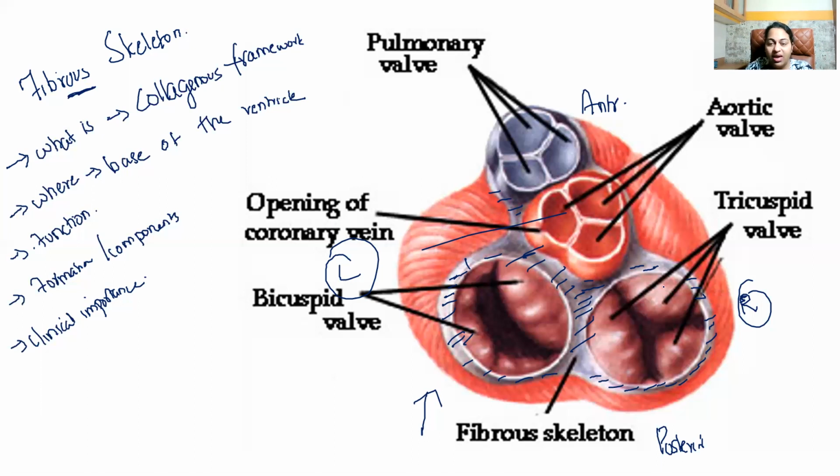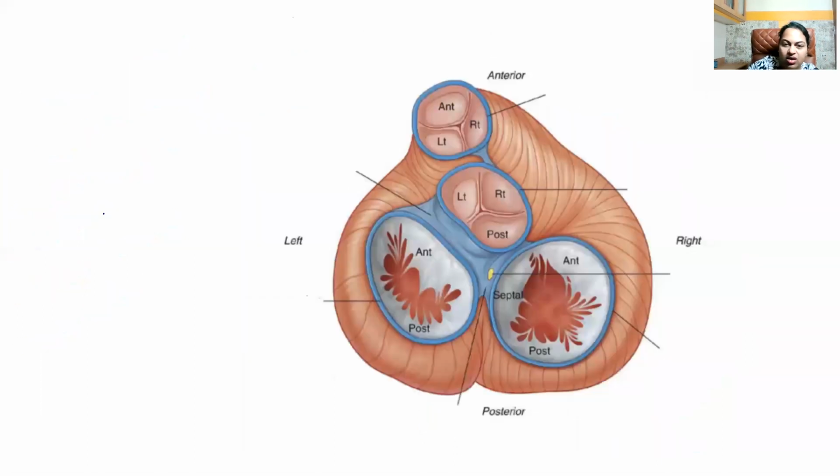Base of the ventricle surrounding the right atrioventricular orifice, surrounding the left atrioventricular orifice, surrounding the aortic orifice, and the pulmonary orifice. So it's the four collagenous rings that you see at the base of the ventricle surrounding the tricuspid orifice, bicuspid orifice, aortic orifice, and pulmonary orifice. Got it? Okay. Function.